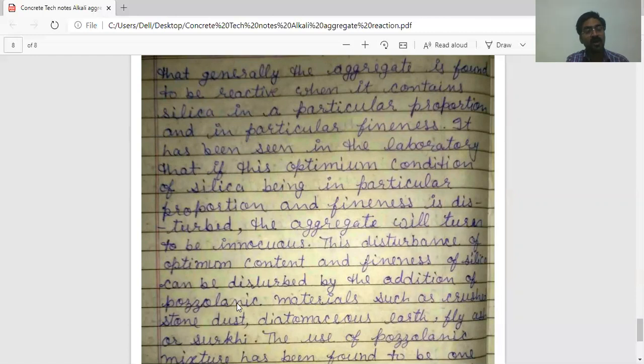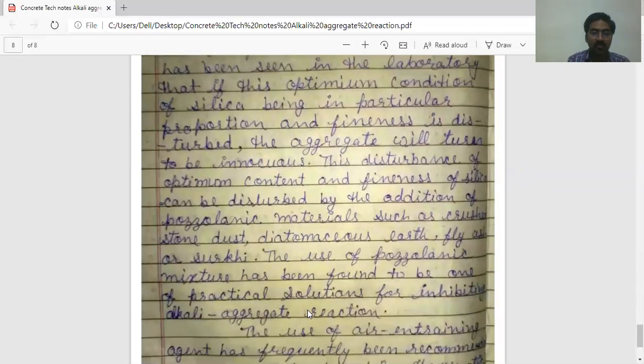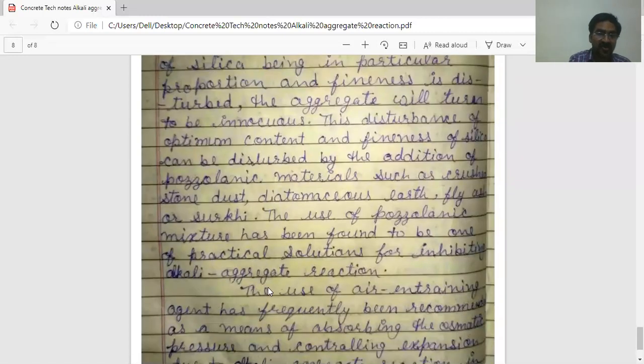Pozzolana or pozzolanic material is also a siliceous material. So by the use of pozzolanic material, we disturb the proportional concentration and fineness of silica contained in the aggregate, such as pozzolanic material or crushed stone dust, fly ash or surkhi. The use of pozzolanic mixture has been found to be one of the practical solutions for inhibiting alkali aggregate reaction.